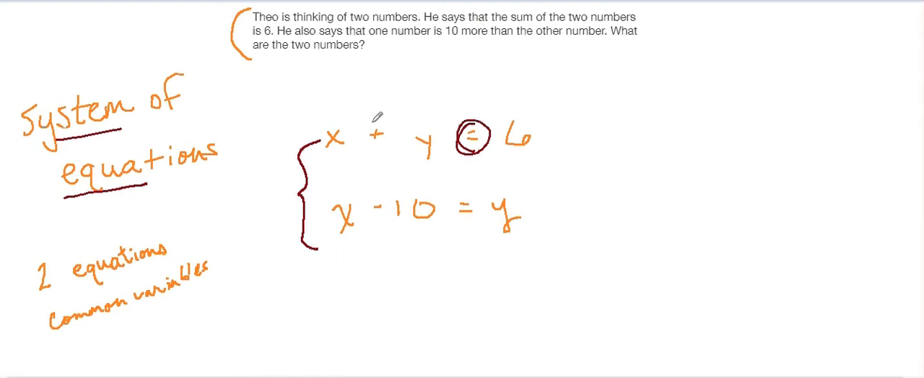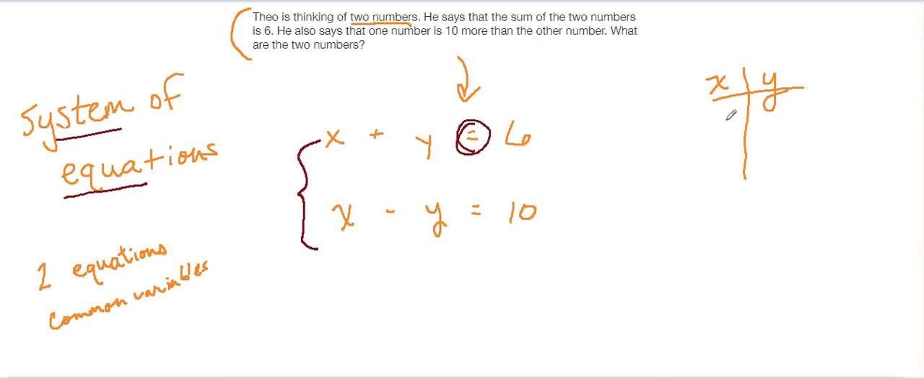Now, x and y are the same in both problems. Actually, you know what? Maybe to keep x and y on the same side, we could do x minus y is 10. The difference between them is 10. How about that? Now we got x and y on the same side. We're looking for two numbers, x and y. We can figure out what they are by picking random x's and y's like we normally do and graphing each of these equations. X plus y is 6.